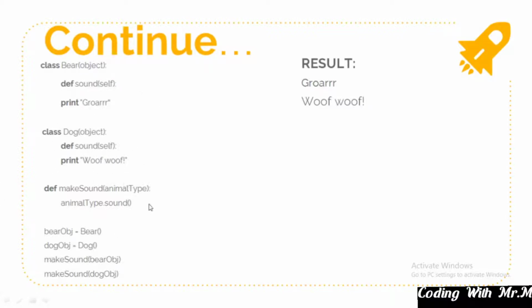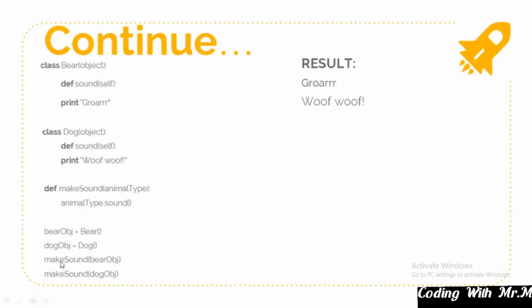Now what we did is that we make a function make sound, and then first of all we make the objects of these classes, that is first we make the object of the bear class, and then we make the object of the dog class, and then we are passing these objects to this function, and then this function, depending on the object received, calls the sound method.